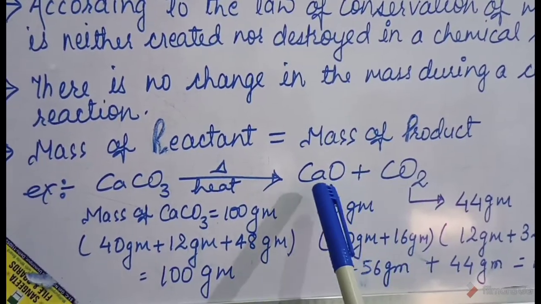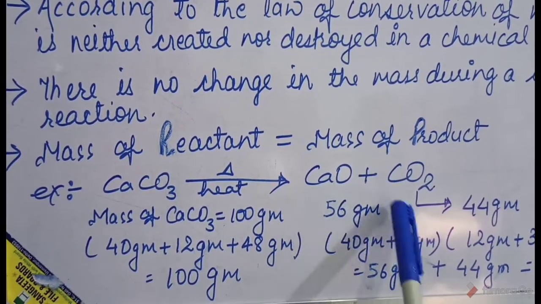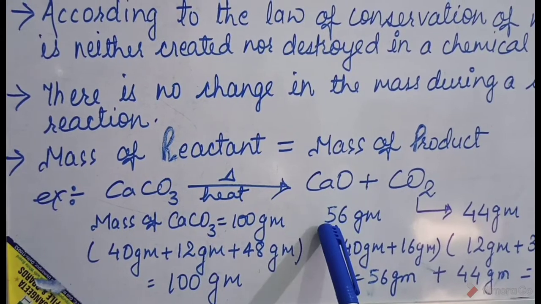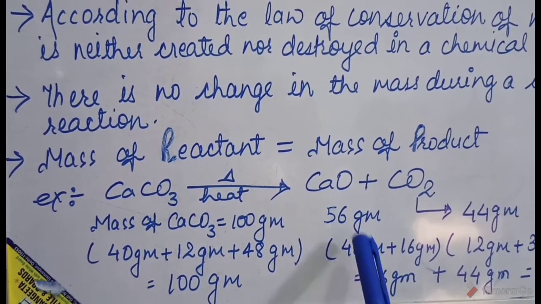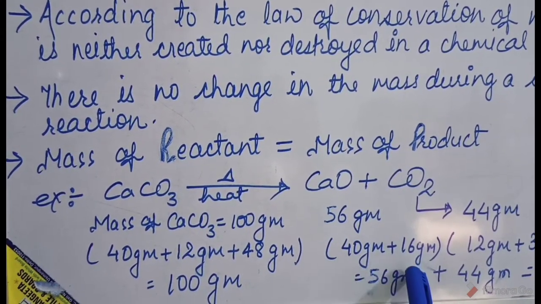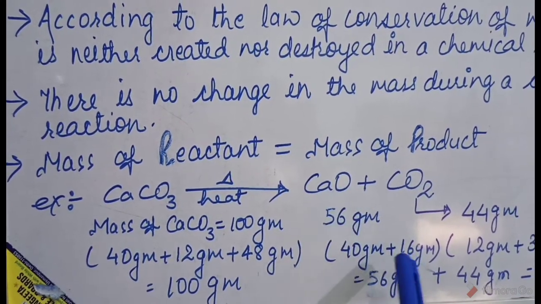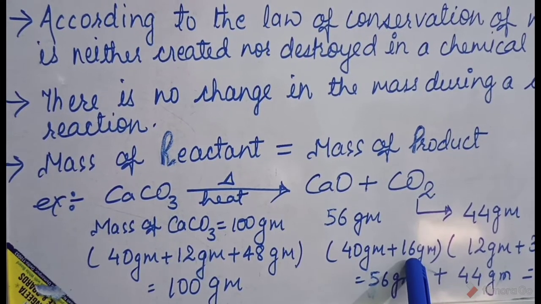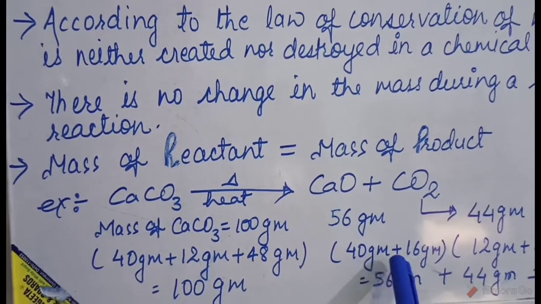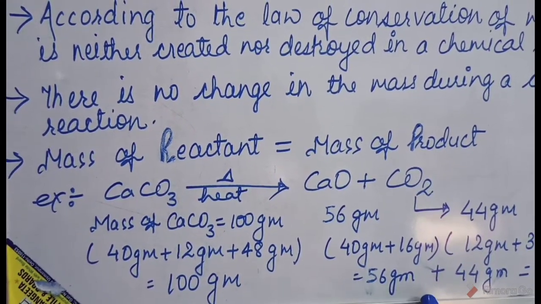Now next is calcium oxide, which is formed as a product. The mass of calcium oxide is 56 gram, because the mass of calcium is 40 gram and oxygen is equal to 16 gram. Here one atom of oxygen is present, that's why the mass of oxygen is 16. When we add 40 plus 16, then we get 56 gram.